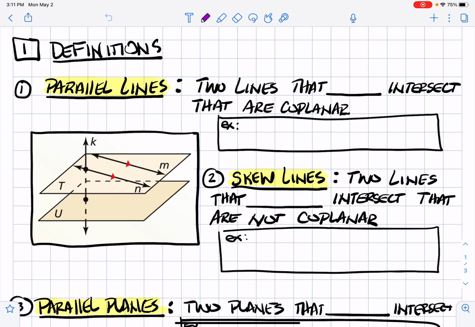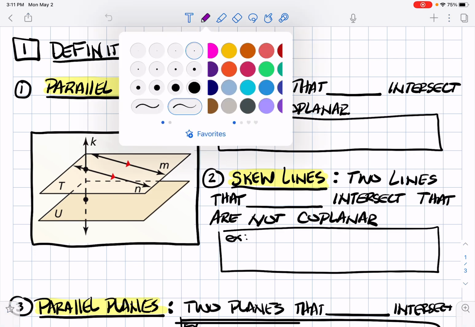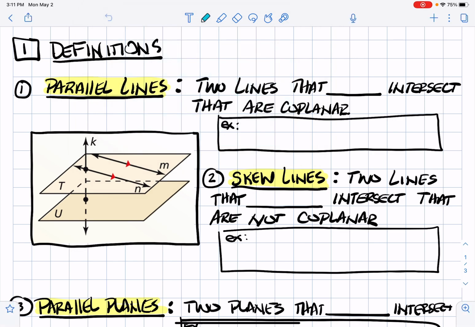So parallel lines, as we should have already noted from before, are two lines that never intersect, that are coplanar. So we should know that the word coplanar means that they're in the same plane. Remember that from last unit. So in this picture over here, 2 examples of lines that are parallel and coplanar would be line M and line N. So those are 2 lines that would be coplanar. So they're in the same plane and they are parallel because they never intersect.